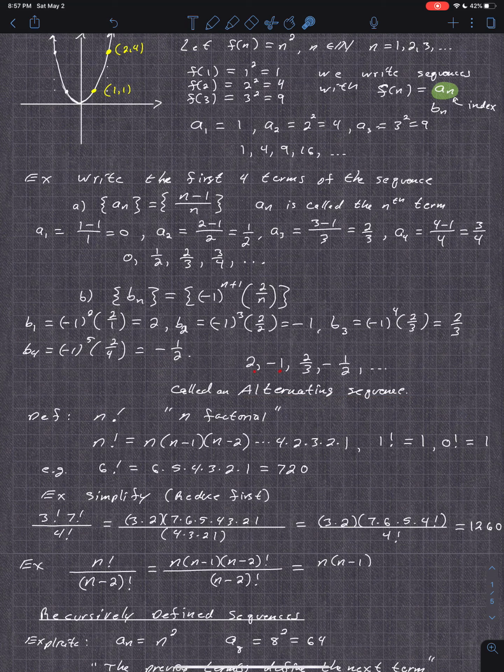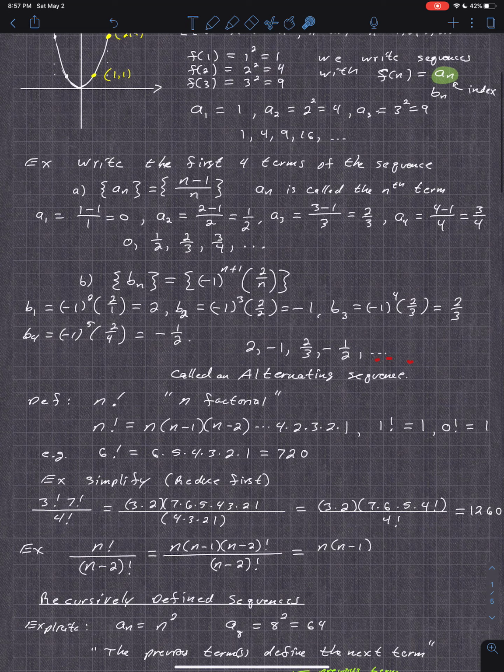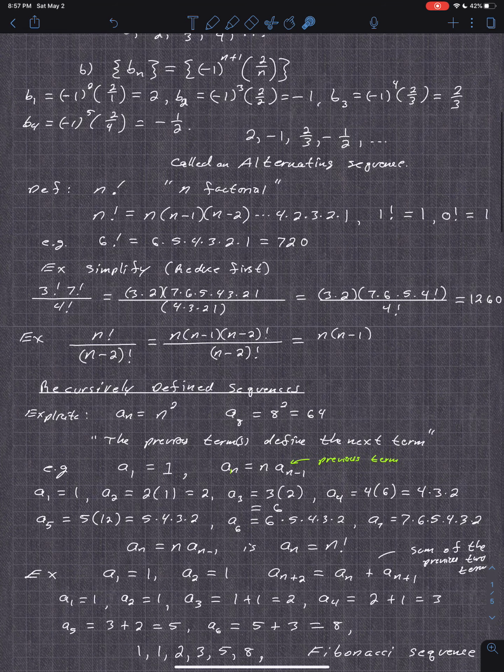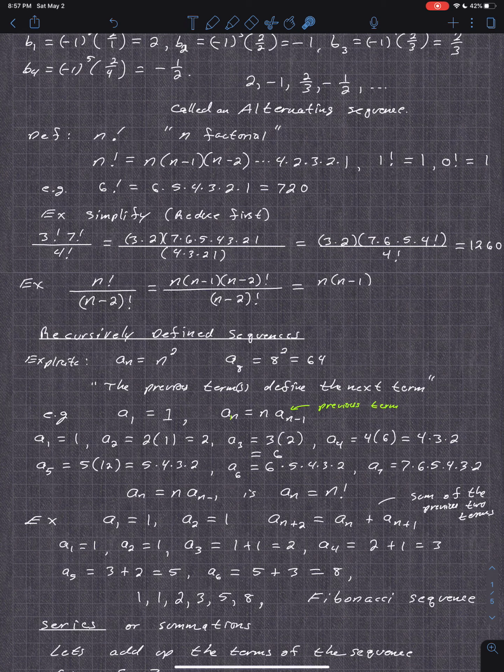Okay, so you get 2, 2/3, 2, -1, positive 2/3, -1/2, etc. Okay, so that's the idea of a sequence. Moving on to more definitions.